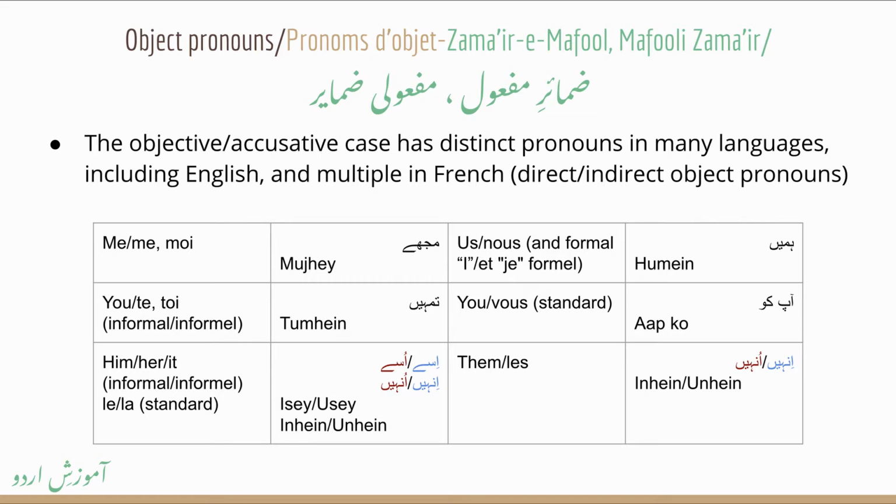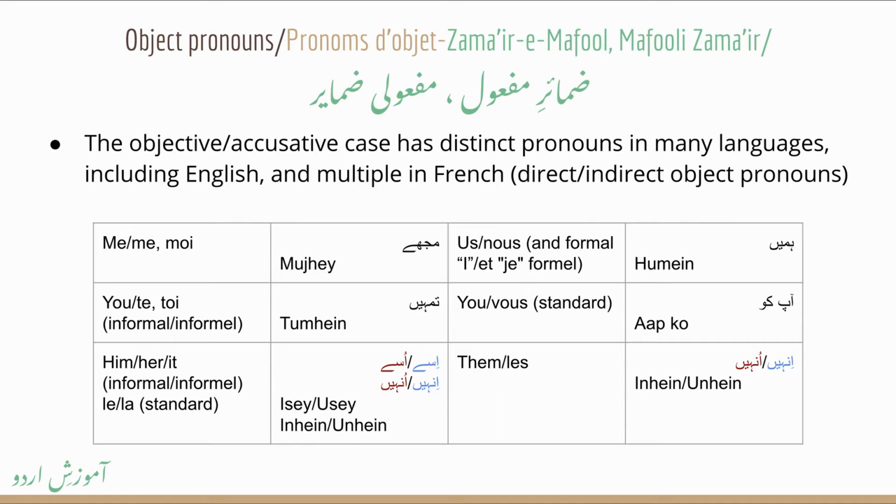So just a reminder that for third persons, when it's isse or inhe, that means they are nearby or present. But even if they're not exactly completely present, they should be nearby. And unhe and usse are for either absent or people who are a little bit further away.